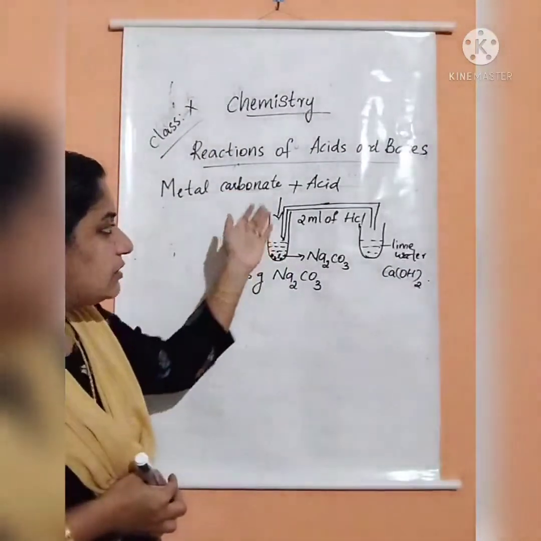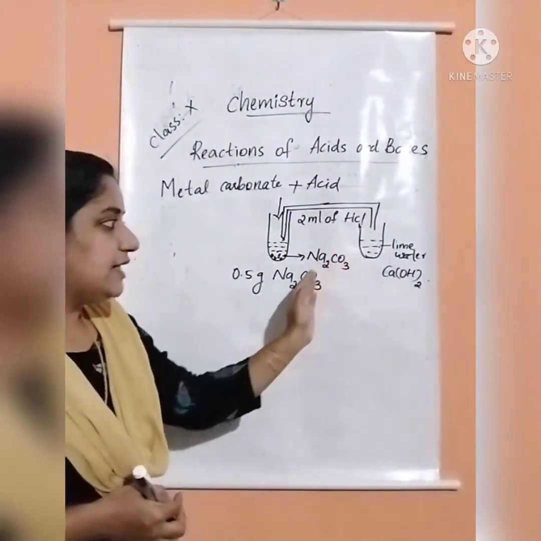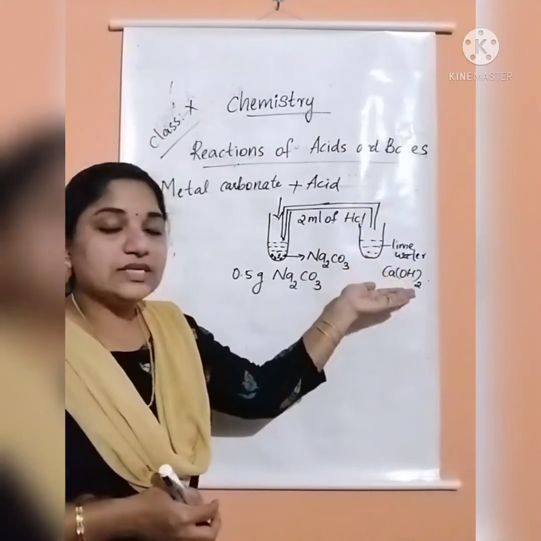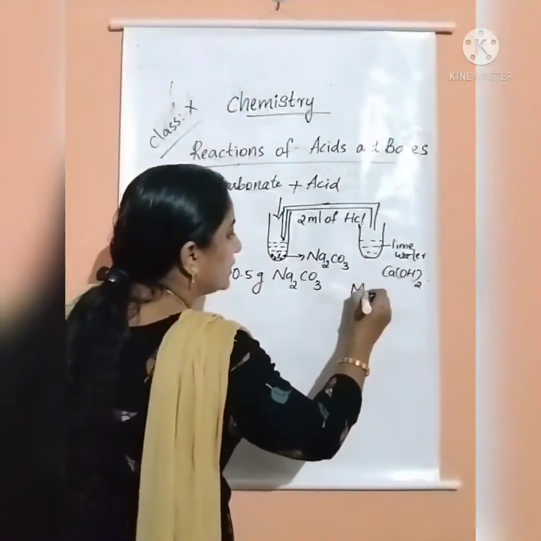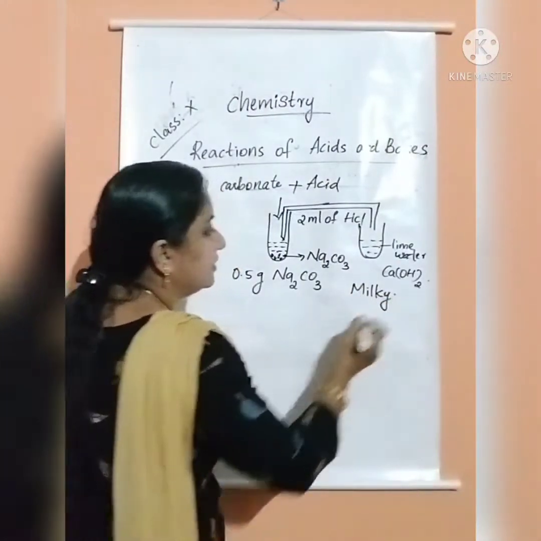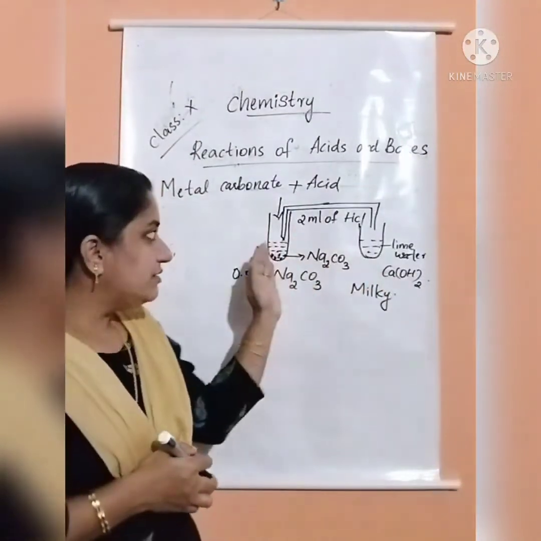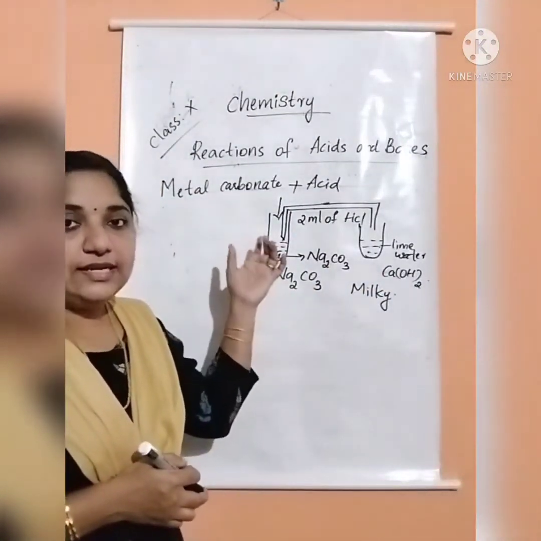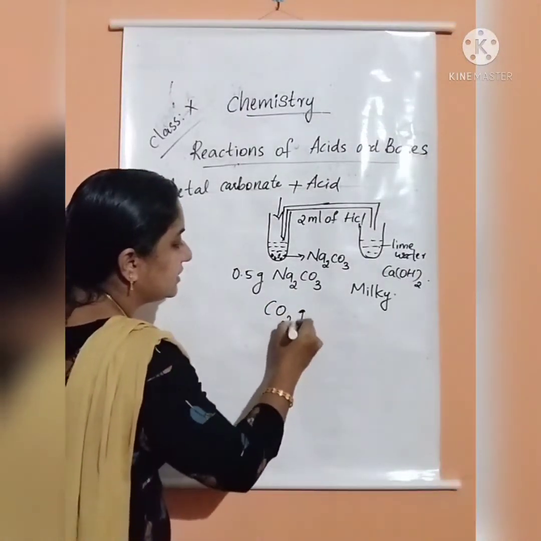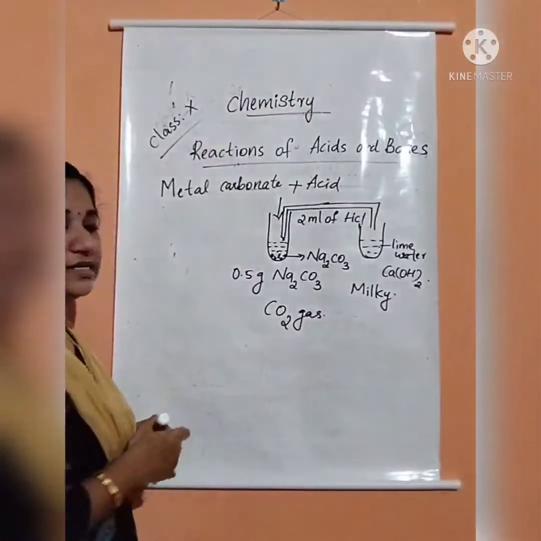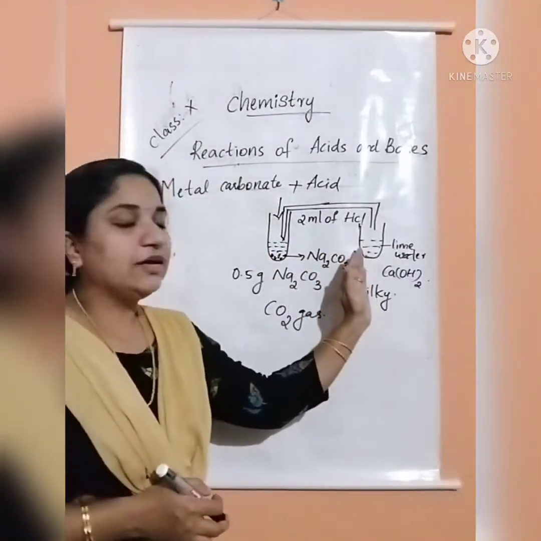We collect those bubbles and pass them into calcium hydroxide. We can see that the calcium hydroxide solution turns milky. From this we can understand that the gas produced in this reaction is carbon dioxide. Which gas? Carbon dioxide gas is liberated. Okay, so that turns lime water milky.